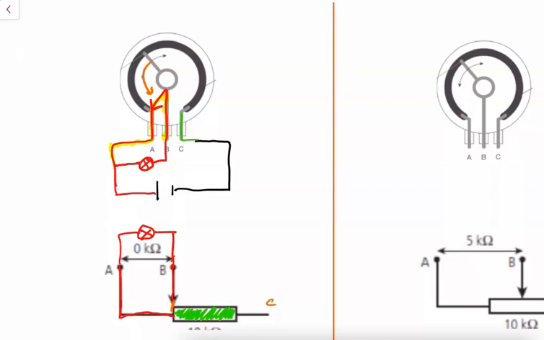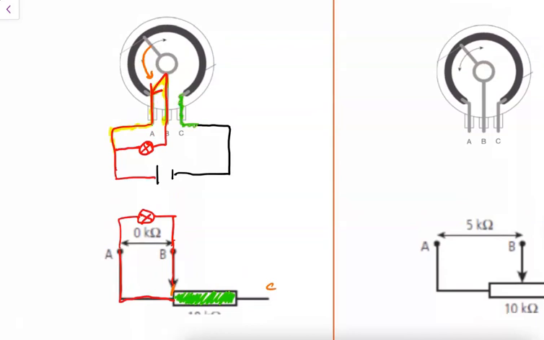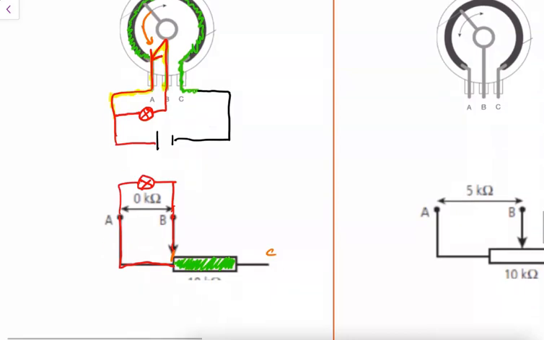And then the rest of the resistor would be this part that's in complete series outside of the lamp. Now, the big takeaway is that we have 0 kilo ohms, and as we turned the knob all the way to the left, there's no resistance between these 2 points A and B.